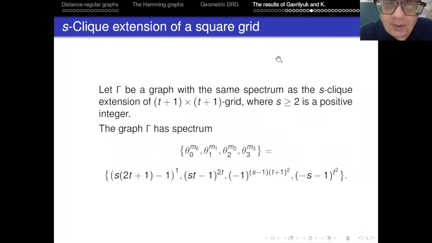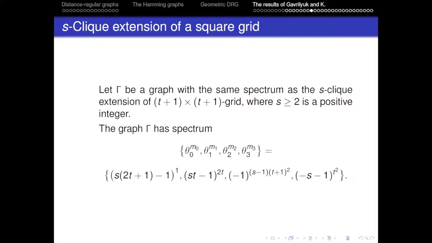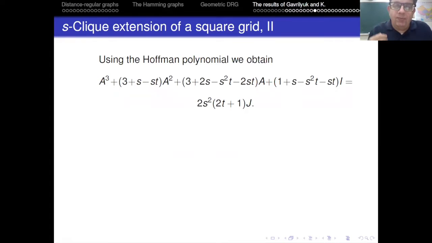Okay, thank you, Paul. So today I will continue my talk of yesterday. I will start with the spectrum of the S-clique extension of a square grid. Yesterday it could not be seen what it was exactly, but it is what it is here. And then, using the Hoffman polynomial, we obtain this equation.